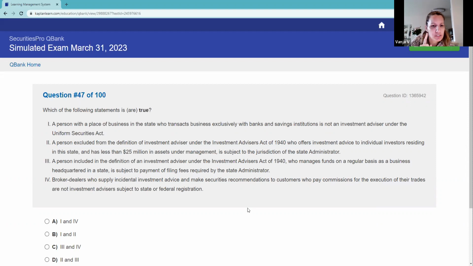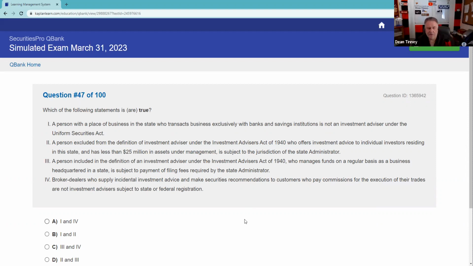Let's see the number one, just in case, because there are too many words in these questions. No, this is a long one. You're on the right track though. You got your 4, so now you've got to tell me whether 1 or 3 is true. 3: A person with a place of business in the state who transacts business exclusively with banks and savings institutions is not an investment advisor under USA. Well, this has been a business.